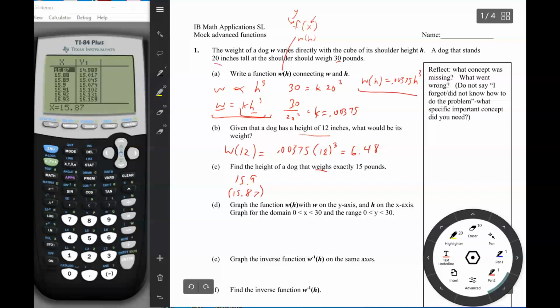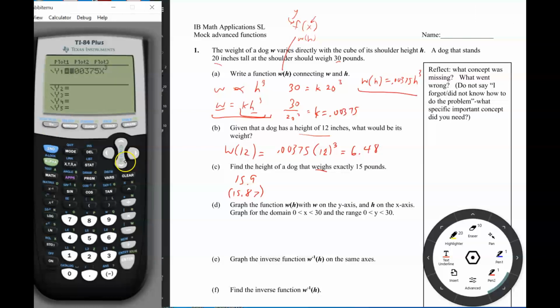Now I'm going to show you what I think is a better way to do it. You go into y equals. For y2, you're going to put your desired y value, or your desired w. You're going to put 15 here. Okay, and then you're going to see where the intersection is.